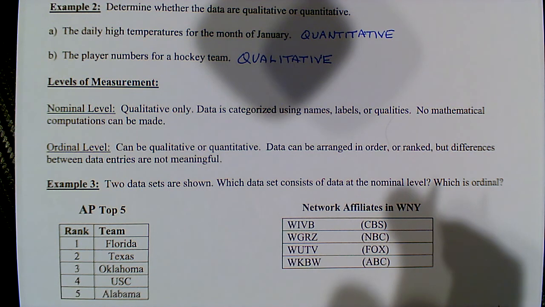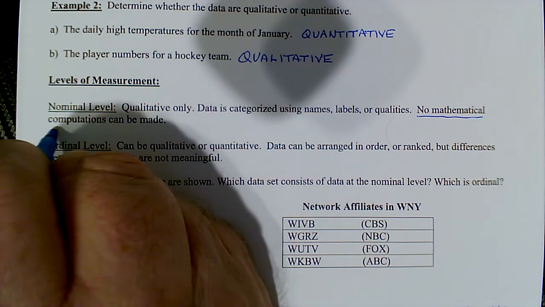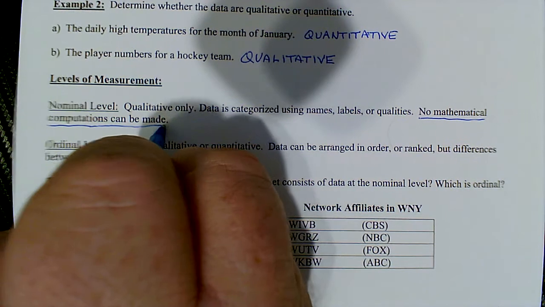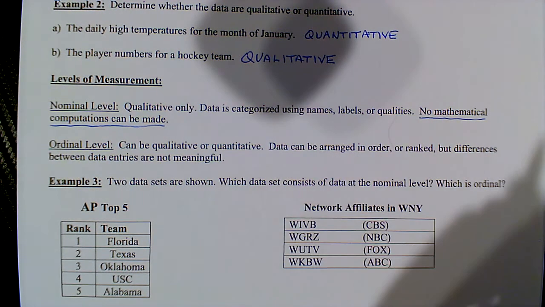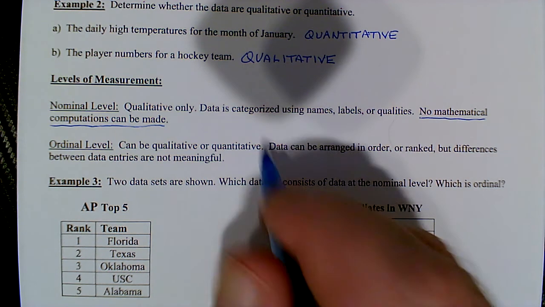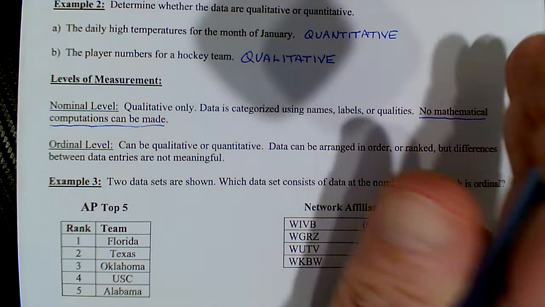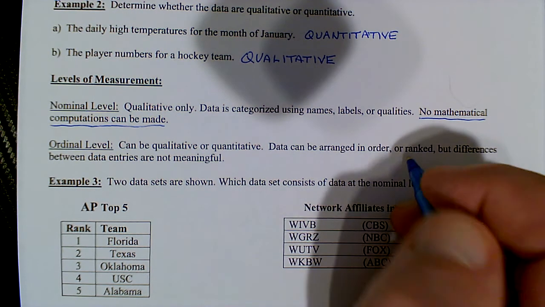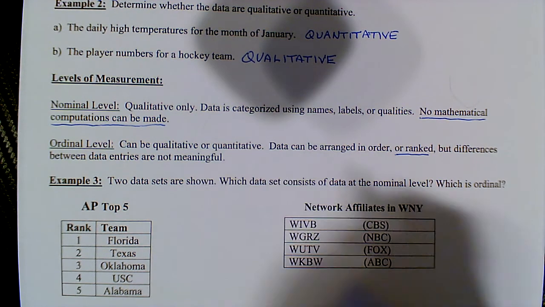Okay, then we get to levels of measurement. So we have nominal and ordinal. With nominal, I guess the key is you cannot make mathematical computations. Nominal meaning names, basically. It's qualitative only. Names, labels, or qualities. Ordinal can be either qualitative or quantitative, but you can range in order or rank them. But one thing about them is that differences between the data entries don't mean anything.